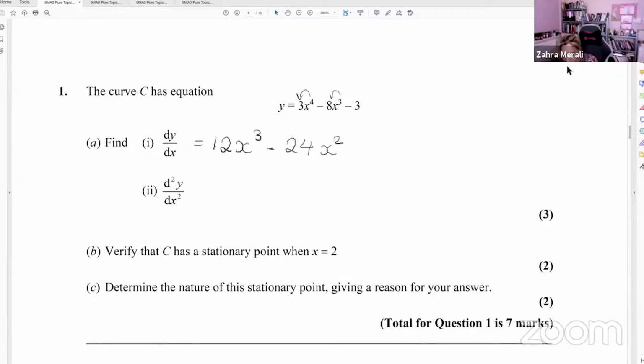And d squared y dx squared, we're going to differentiate again. So 12 times 3 gives you 36x squared minus 48x.